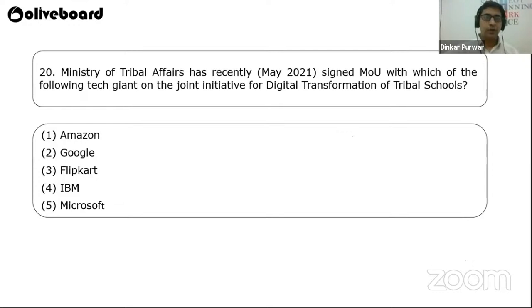Ministry of Tribal Affairs has recently signed MOU with which of the following tech giants on the joint initiative for digital transformation of tribal schools? Amazon, Google, Flipkart, IBM, or Microsoft?